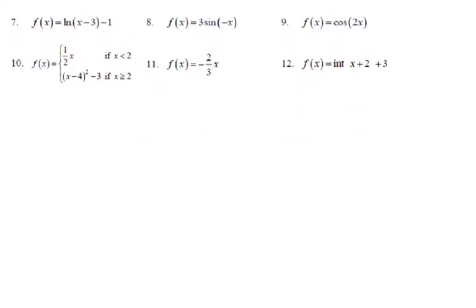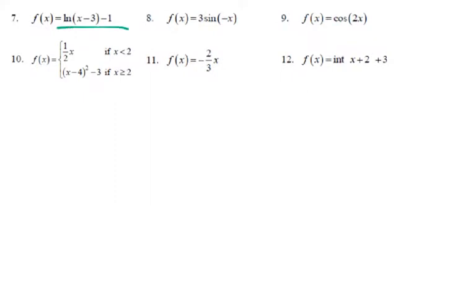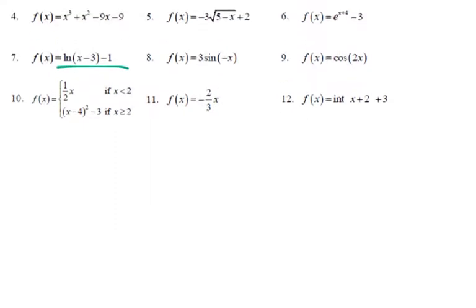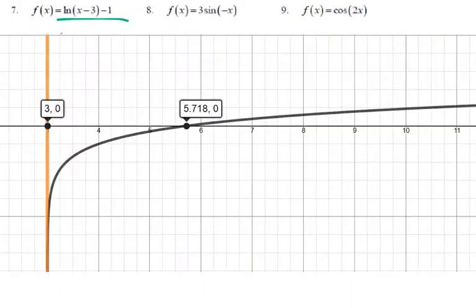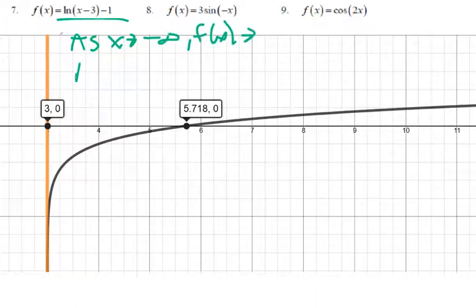Now we can take a look at number 7. And notice it's natural log, the inverse of 6. So it'll look like that, only rotated, reflected across that. So here we go. A couple things to note here. End behavior: as x approaches negative infinity, f of x approaches what, and as x approaches positive infinity, f of x approaches what.